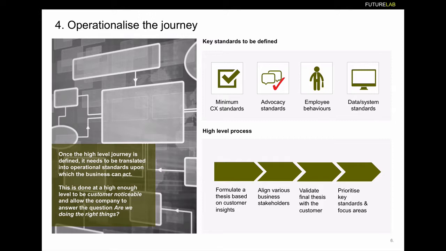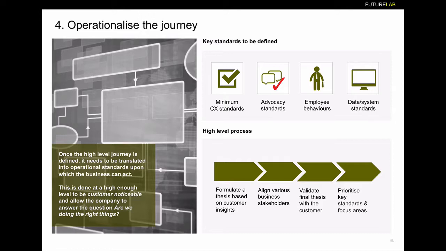And finally, that then allows us to do an exercise where we can prioritize the key standards and focus areas, because by now we are looking at hundreds of permutations already. We've got a number of steps in the journey, we've got minimum standards, advocacy standards, employee behaviors. Let's say we've got 15 steps, and at least 4, 5, 6 pieces of information. It's getting to be a lot. And that means that as a business, if you want to hit everything, you're not going to hit anything because it's just too much.